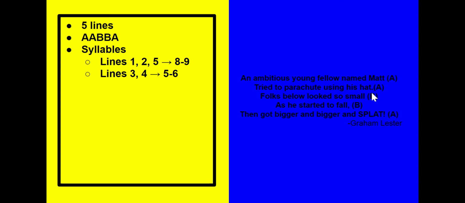So when you're talking about rhyme scheme, you look at the very last word or the last syllable of a line. So in this case, it's Matt. And you assign that first one a letter A, because A is the first letter of the alphabet. And then the second line, the last word is hat. Since hat rhymes with Matt, that is also an A. Then we have small, and small does not rhyme with Matt or hat, so we give it a letter B. That's the second letter of the alphabet.